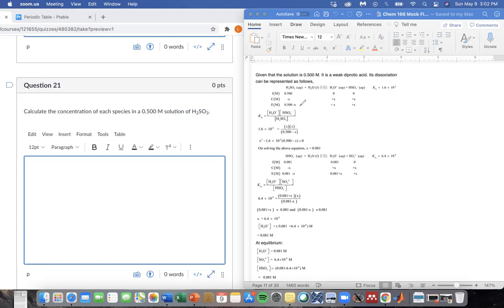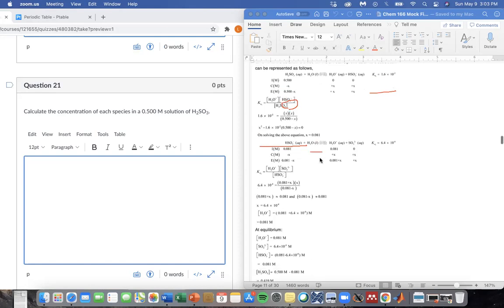And so it would do a small x approximation here, or actually, because the Ka is small, you have to do the full quadratic formula for this one. If you were to solve the quadratic formula, which I don't think they're going to give you on the exam either, and you multiply this whole thing out, you get x squared minus 1.6x plus 1.6 times 10 to the negative second, times 0.5 minus x because of this value right here. And when you solve for this x in the quadratic formula, you get 0.081 molar.